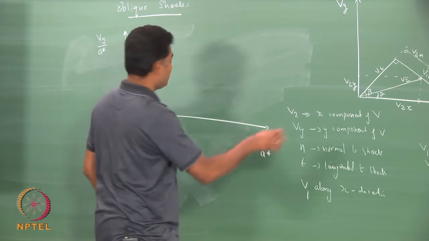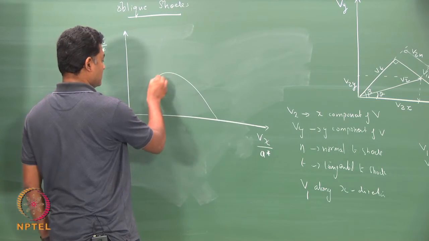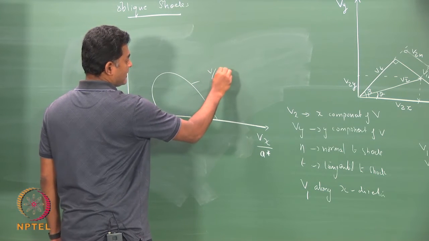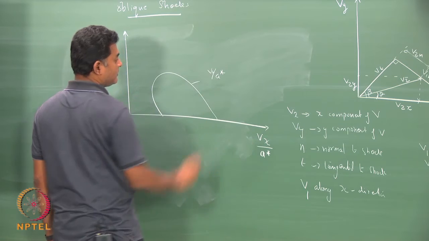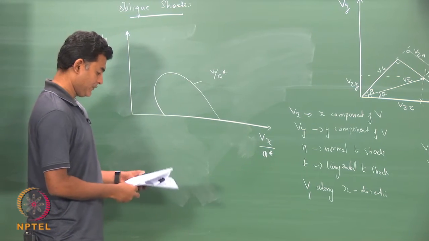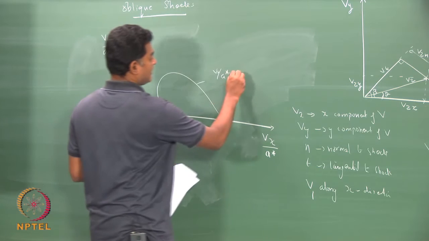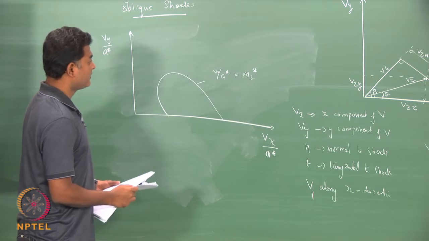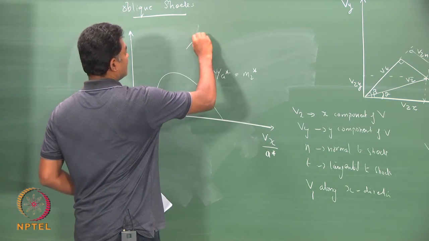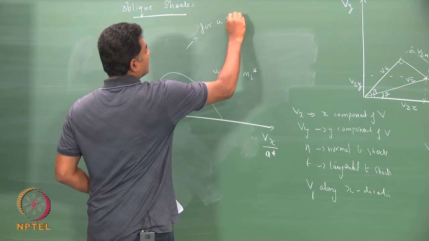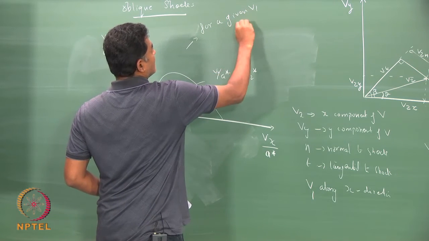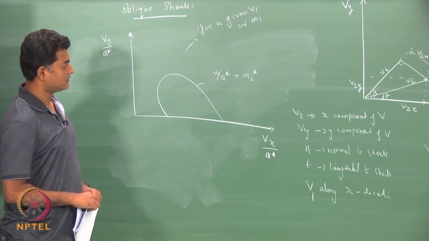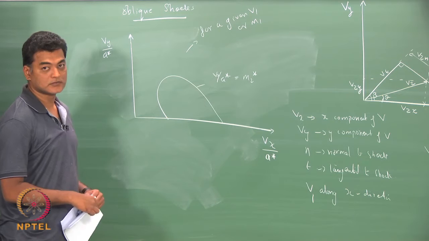So, if I get this plot, this is again the velocity divided by A star, V2 divided by A star. So, that would be my M2 star. Okay. So, this particular line is for a given V1 or M1. Okay.